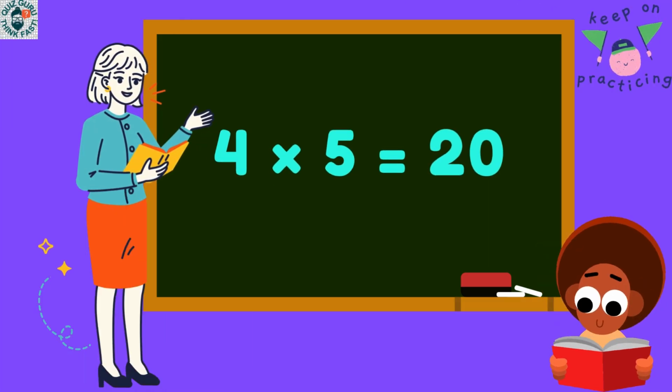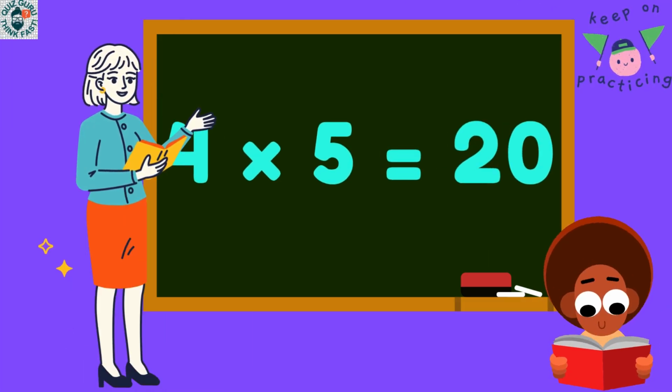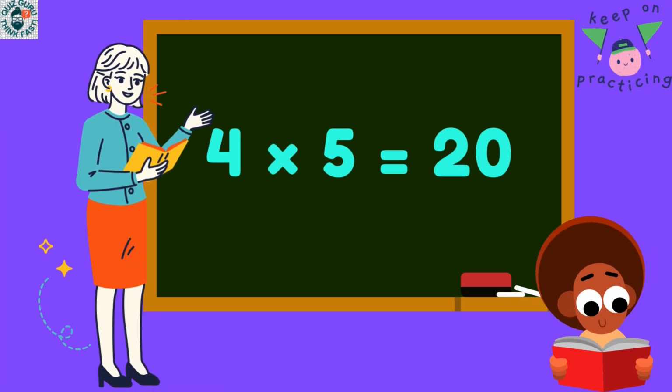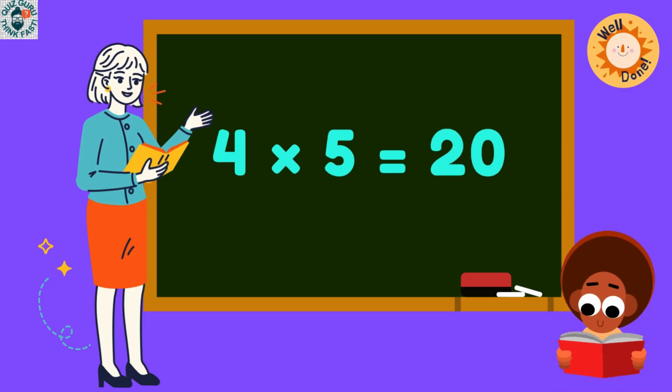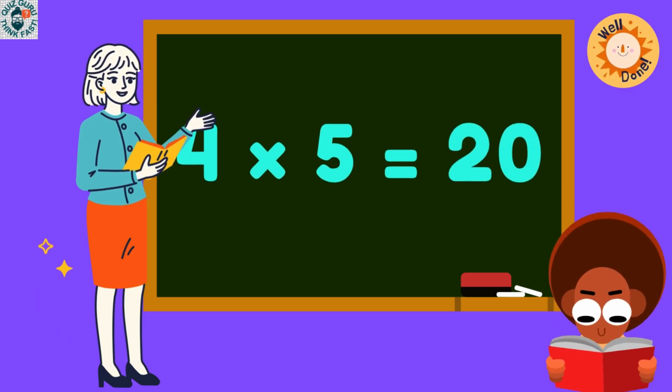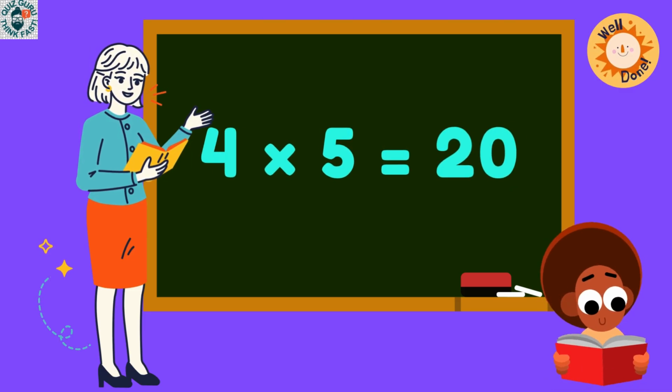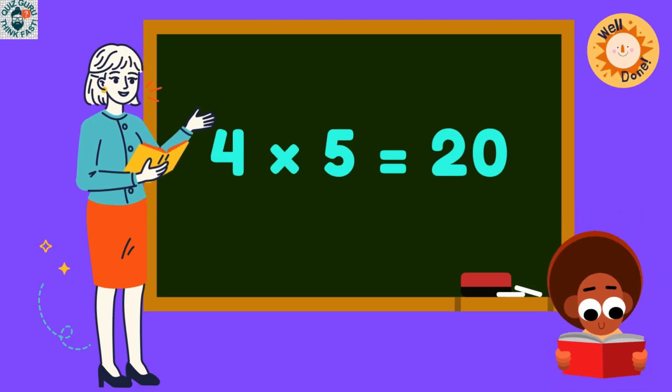4 times 5 is 20. 4 times 5 is 20. 4 times 5 is 20.